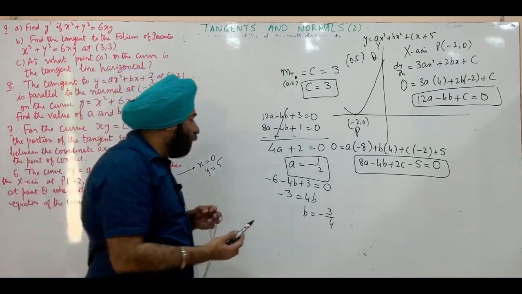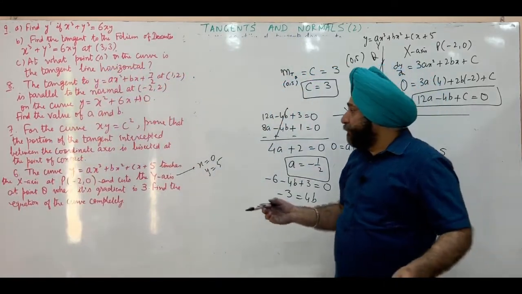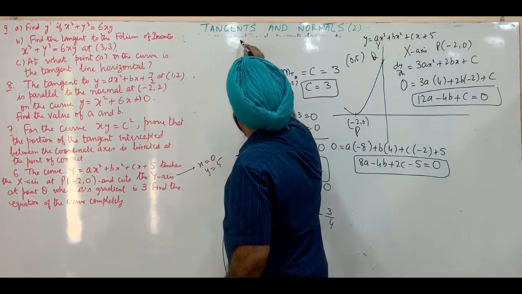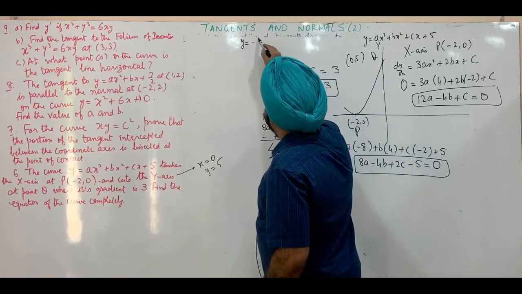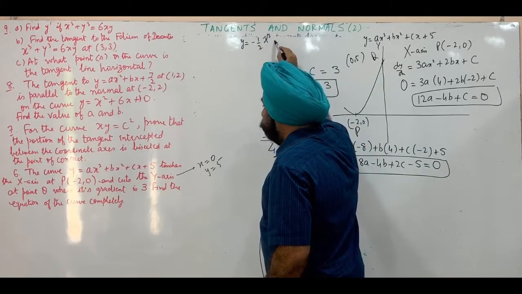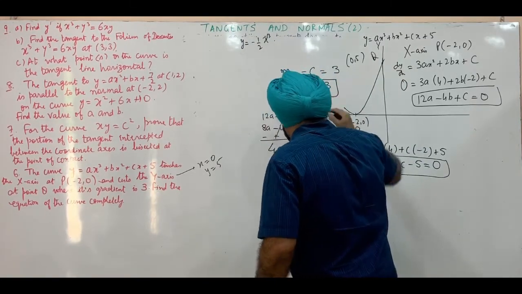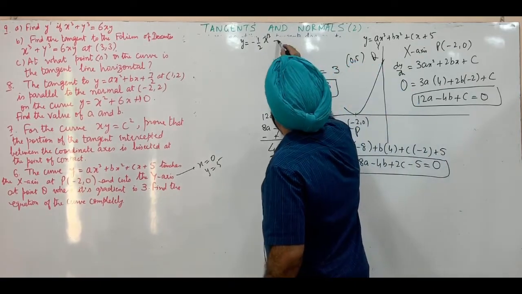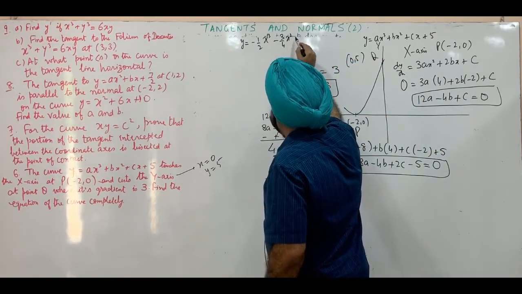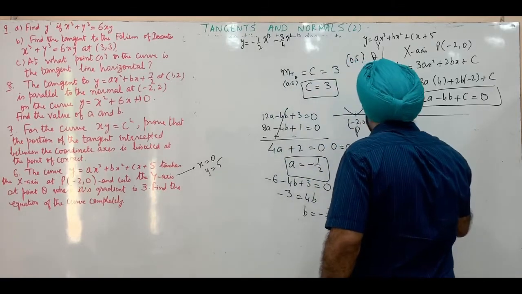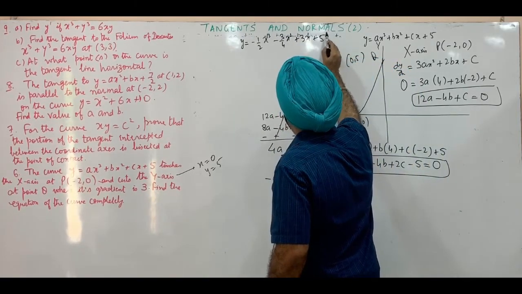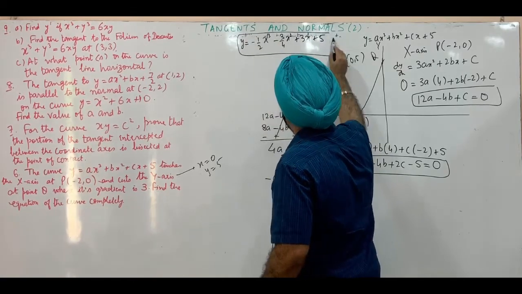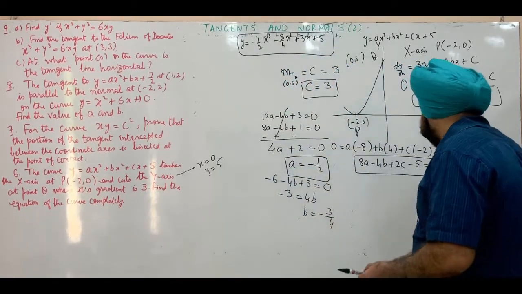Now we have the values of a, b and c. We can substitute to get the equation of the curve as y is equal to a, that's minus 1 by 2 into x cube, plus b, minus 3 by 4 into x square, plus c, which is 3x, plus 5. So this is the answer. This is the equation of the curve.